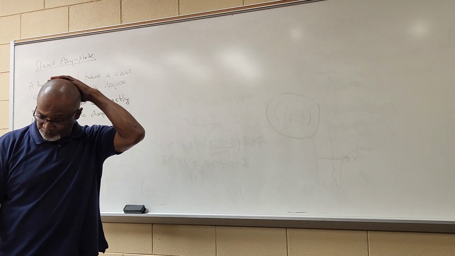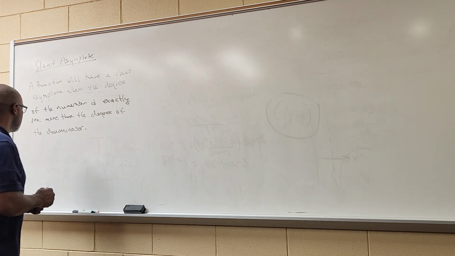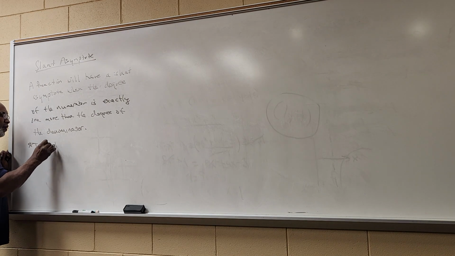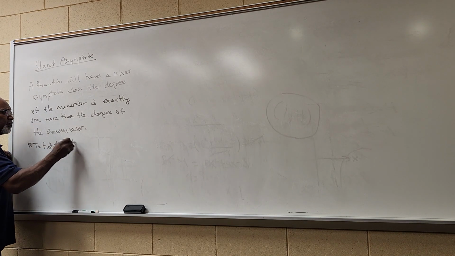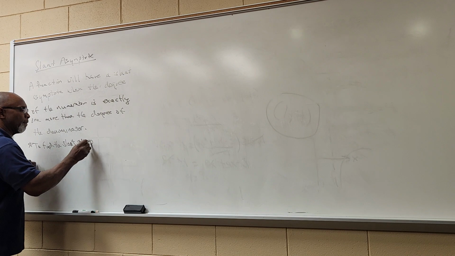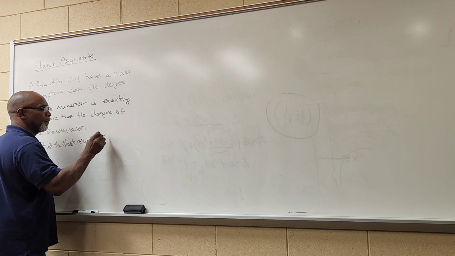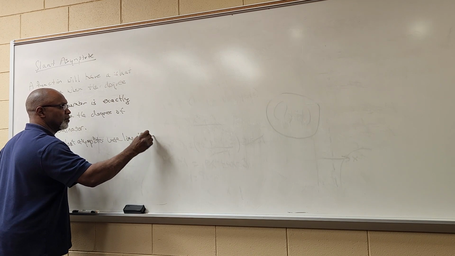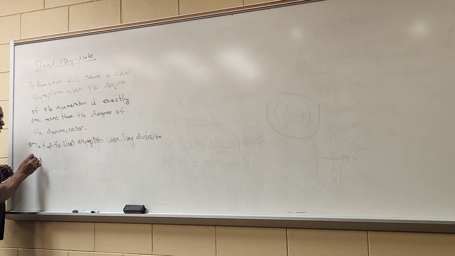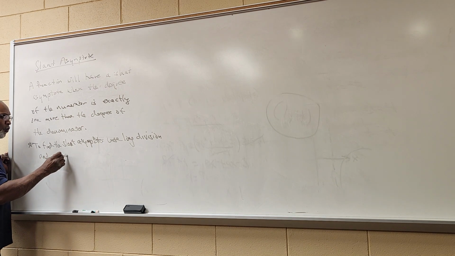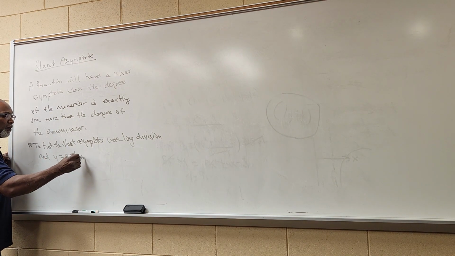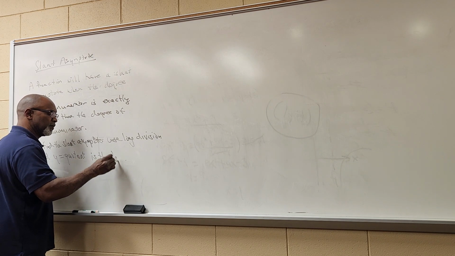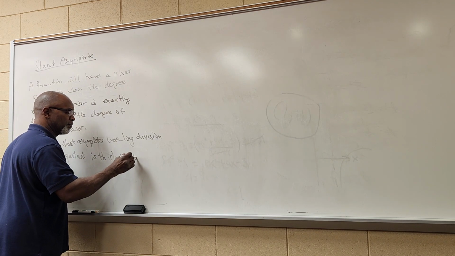Now, how do I get it? Well, you get it by long division. To find the slant asymptote, use long division. And y equals whatever your quotient is, that's the slant asymptote. And I'm just going to show you one.